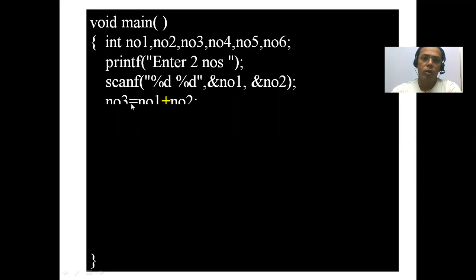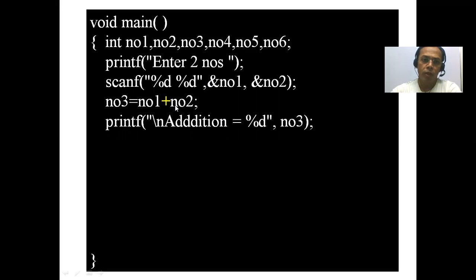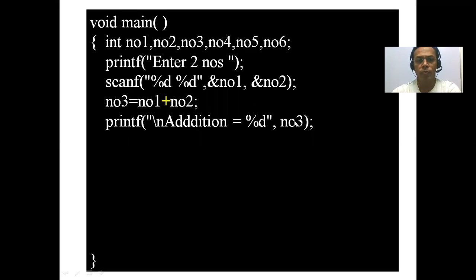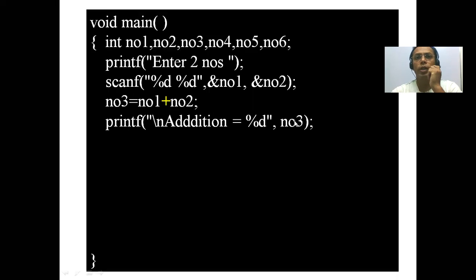Now once you accept two numbers from user, we have to do the addition. So we know NO3 equal to NO1 plus NO2. Let's add two numbers. The answer will be stored in NO3. To print the answer, we'll say printf addition equal to %d NO3. Now I have seen some students printed just like previous program, answer equal to, answer equal to. But how user will understand what do you mean by answer? Answer of what? Answer of addition, answer of subtraction, what is it?